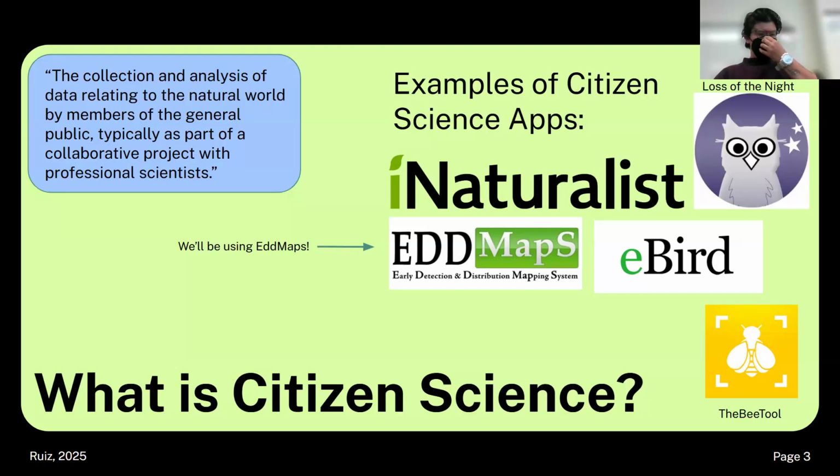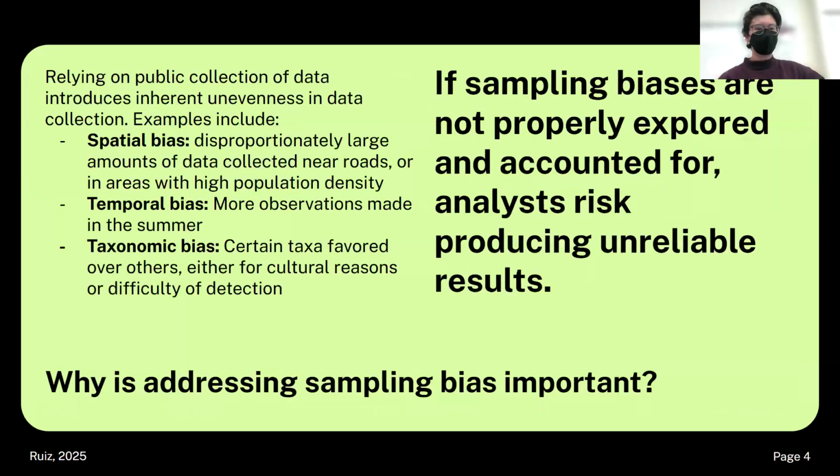But with that, it introduces this problem of sampling bias. Relying on the public collection of data introduces this inherent unevenness in the data collection itself. Examples of this include spatial bias, where there are large population centers or easy access to areas from roads or hiking trails, and you're going to find a disproportionate amount of observations in these places. Temporal bias could be another one, in which there are more observations made in the summer. That's just an example I thought of.